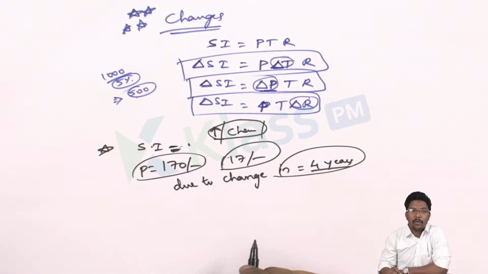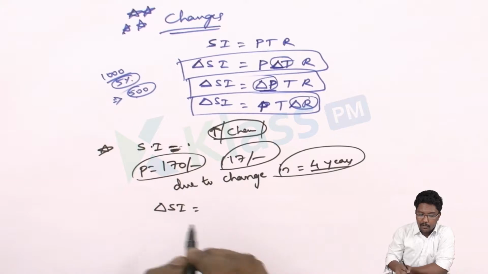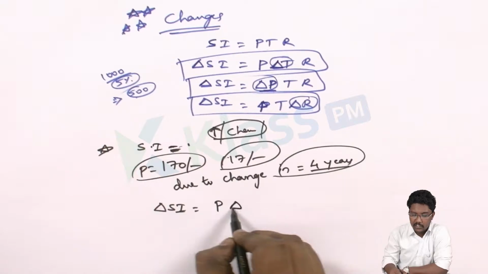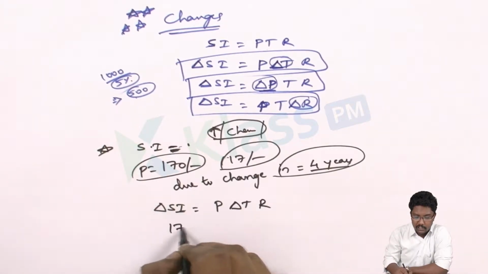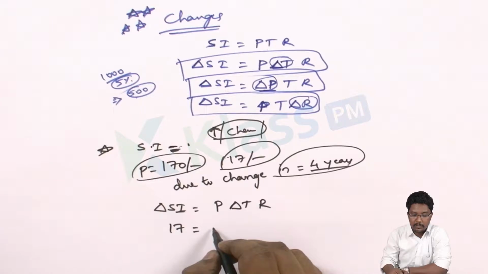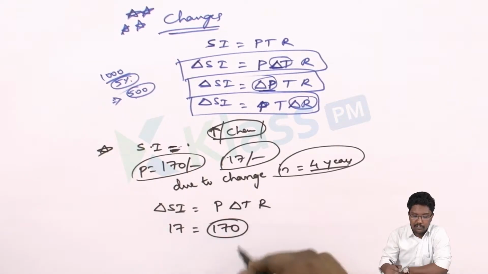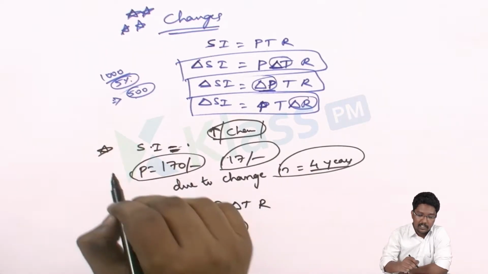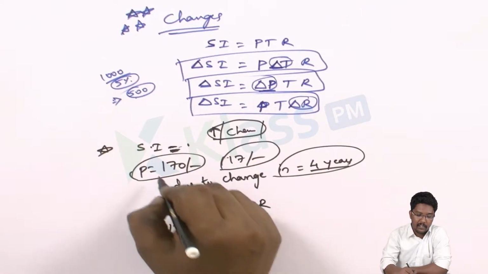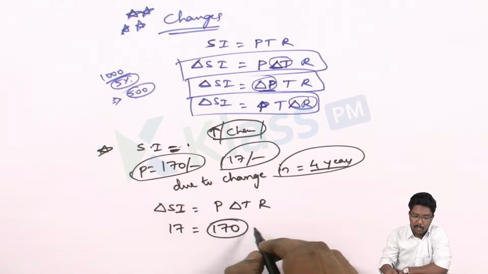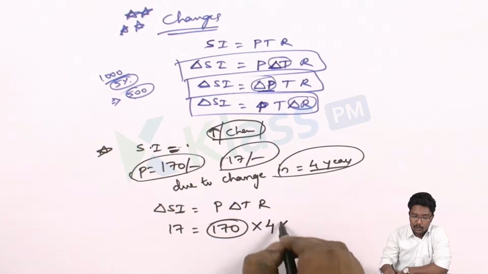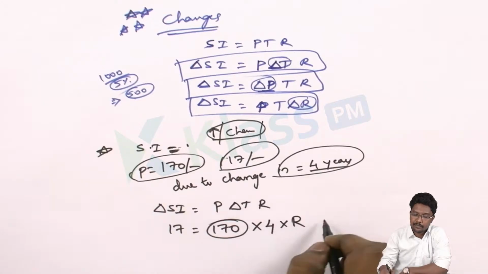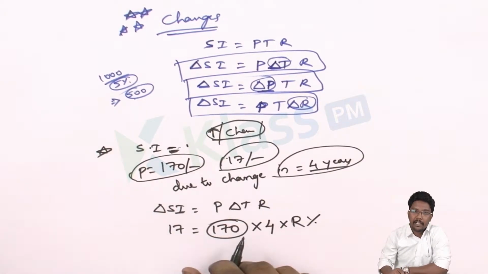How to solve this type of problem? If you go by the formula, the change in the simple interest is due to the change in the time period. What is the change? 17 rupees. I know the principal, 170 rupees. The time period change is 4, and I don't know the rate of interest, because I have to find out at what rate of interest I am paying.